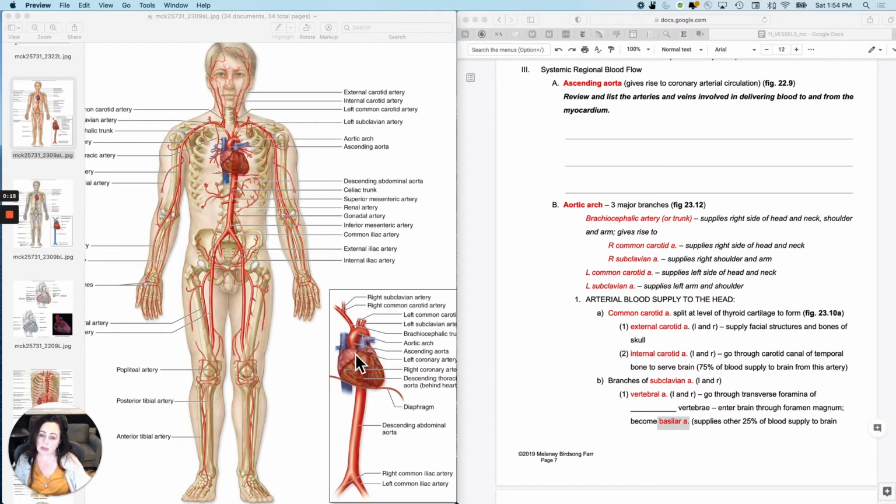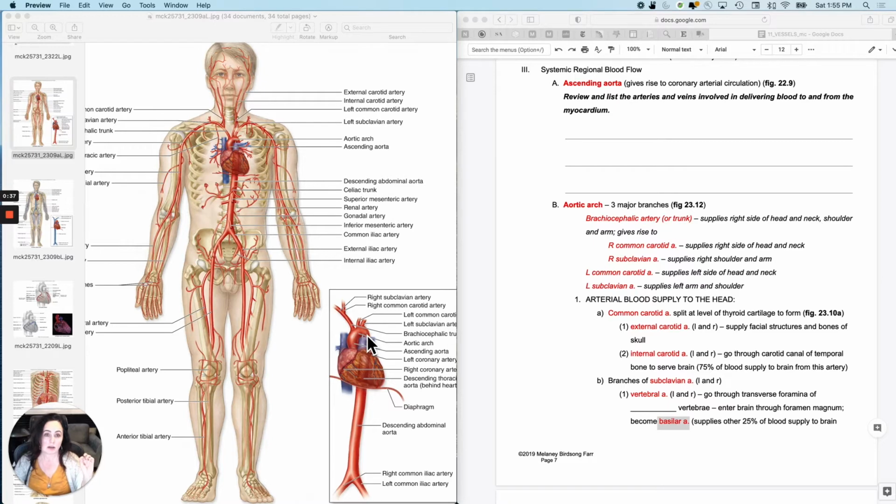So remember, the aorta goes ascending aorta, give blood supply to something, and then bring that blood back to the heart. Aortic arch gives blood supply to something, bring it back to the heart. Descending thoracic aorta gives blood supply to something and then bring it back to the heart. And then descending abdominal aorta and all the way down to the end.